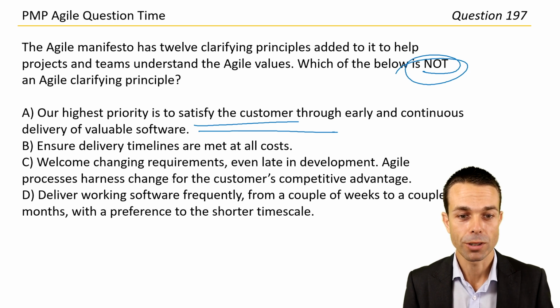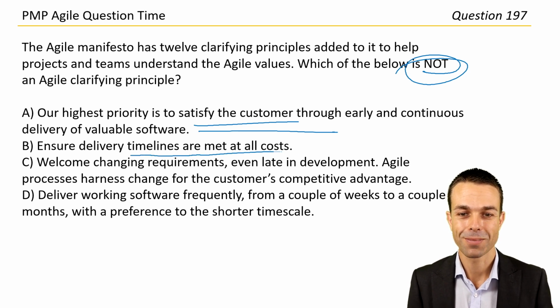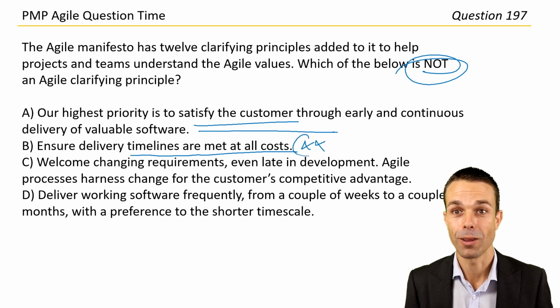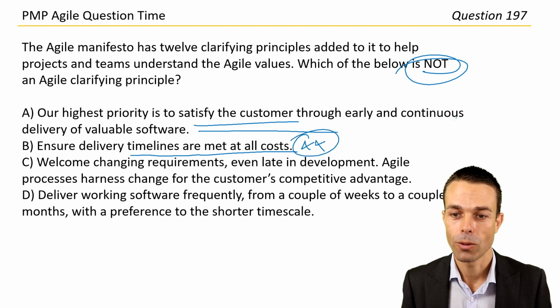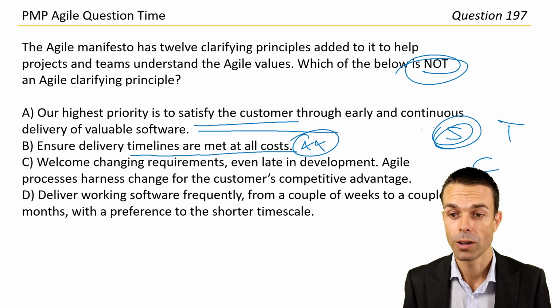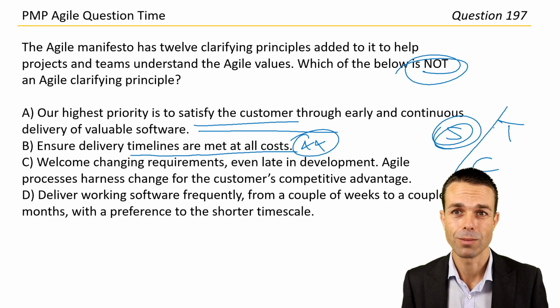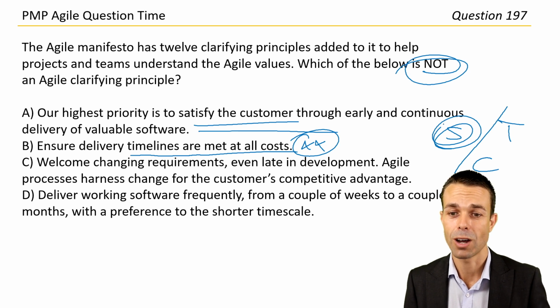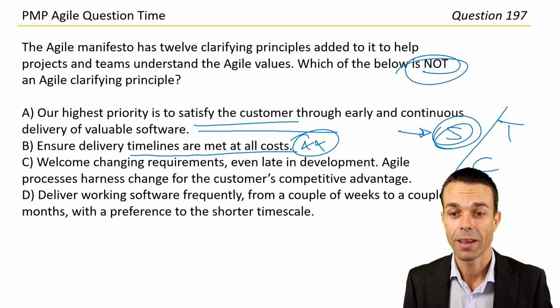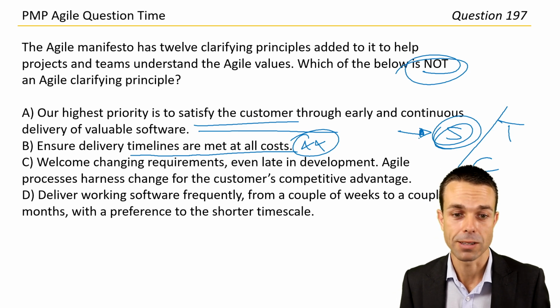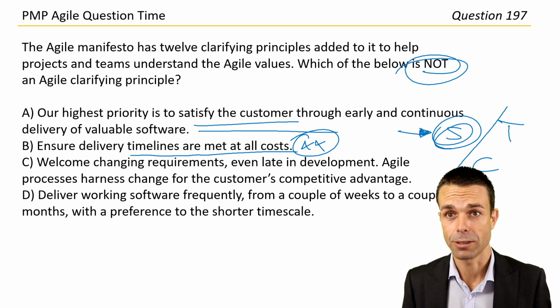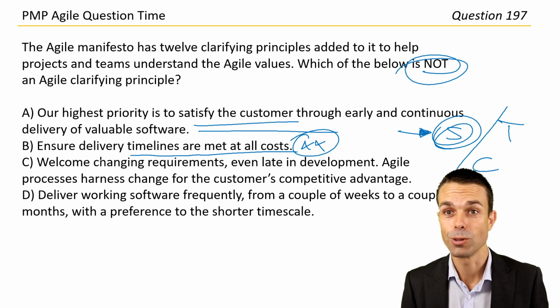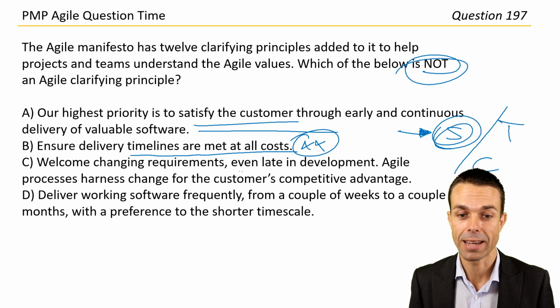All right, ensure delivery timelines are met at all costs. In fact, that's probably the one that we're going to call out here, because with Agile, we might have scope, cost, and time, and most of those things are fixed, except for scope, which is very flexible. So time might be fixed, but that doesn't mean that we're meeting those delivery timelines, because the scope is going to be different. That's going to be prioritized by the product owner and the business, and so the delivery might look different.